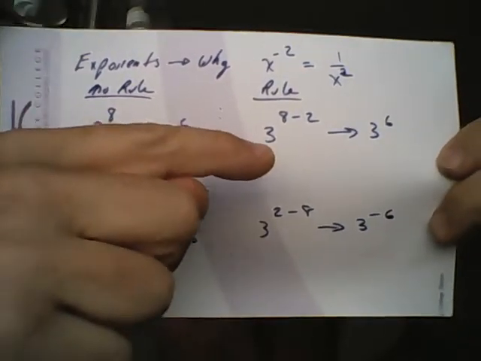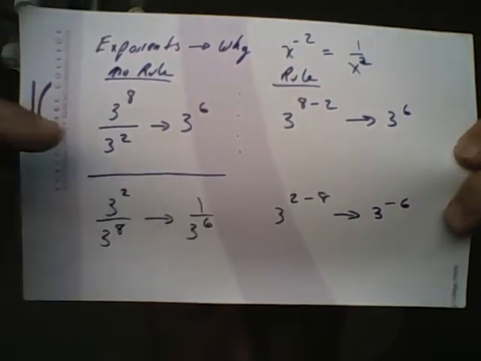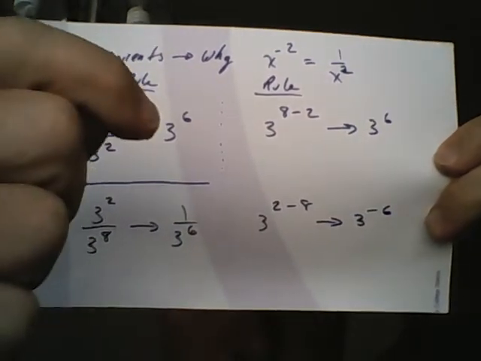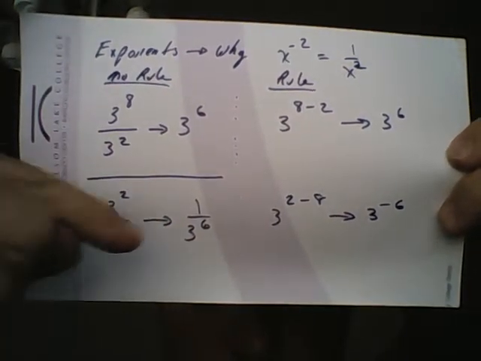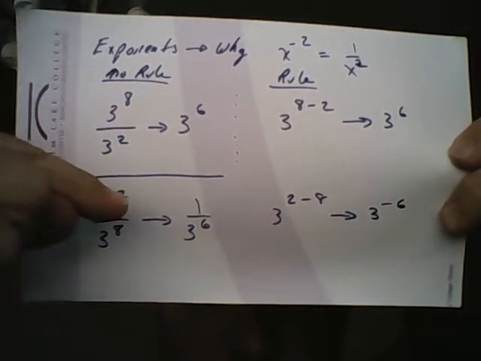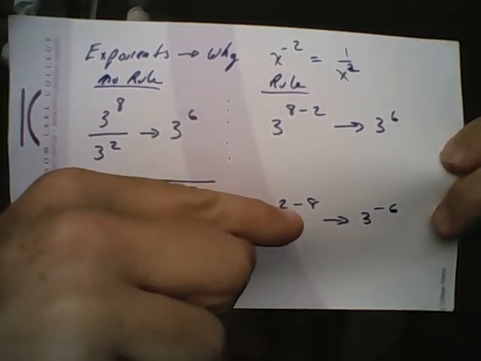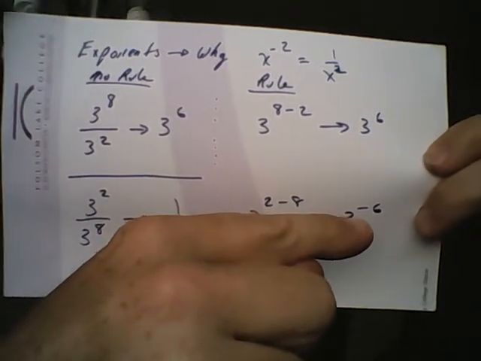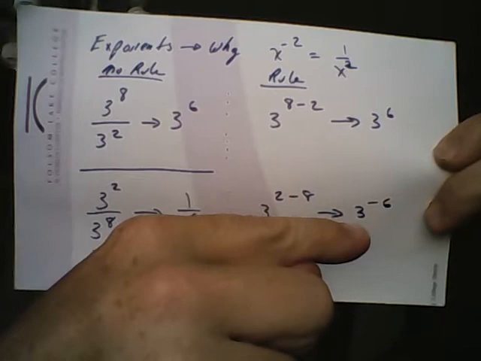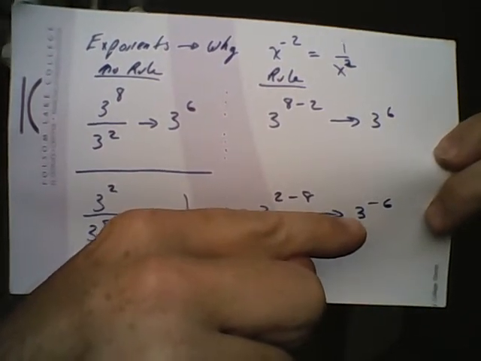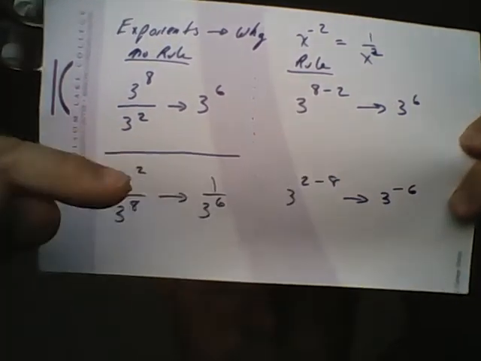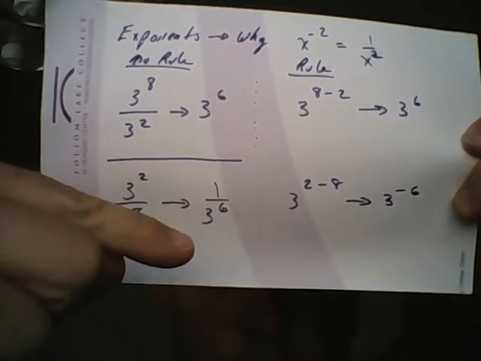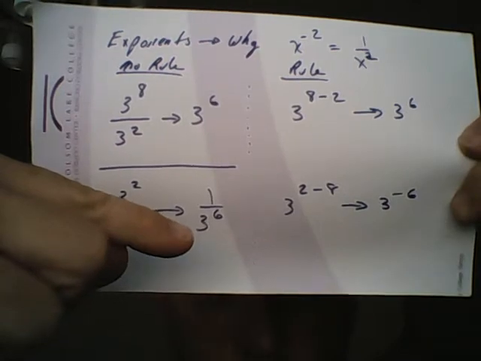Now let's use the rule. 3 to the 8 over 3 squared is 3 to the 8 minus 2, which is 3 to the 6th. We have no issues. But now, if we take the bottom one, it's always the exponent in the top, which is 3 to the 2nd, minus 8, the exponent in the bottom, but that gives us 3 to the negative 6. What does 3 to the negative 6 mean? Well, it means there were 6 more factors in the bottom. Anytime you use a rule, it should agree with the problem when you don't use a rule.